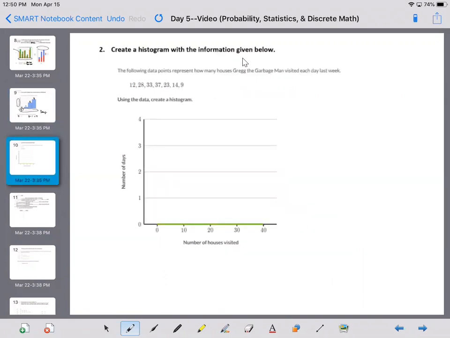So the following data points represent how many houses Greg, the garbage man, visited each day last week. So if we looked at, I wanted to create a histogram. If I'm looking at, I've got, if I go ahead and put these in order, so I've got 9, 12, 14, and I've got 23, 28, 33, 37.